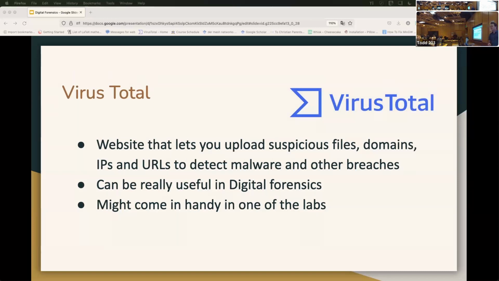Some tools we're going to be making use of today: VirusTotal. Show of hands, who's heard of VirusTotal or used VirusTotal? Cool. VirusTotal is a website that lets you upload suspicious files, domains, IPs, and URLs to see if it's malware, or if that hash has been seen somewhere else and is some sort of malware, right? We're going to put some files up in VirusTotal, and you'll be able to actually see it say, oh, I think this is probably malware. It can be really useful in digital forensics, especially if we use, for example, that plugin malfind. There's a lot of false positives in that, so we're going to want to actually see if the files we are getting are malware.